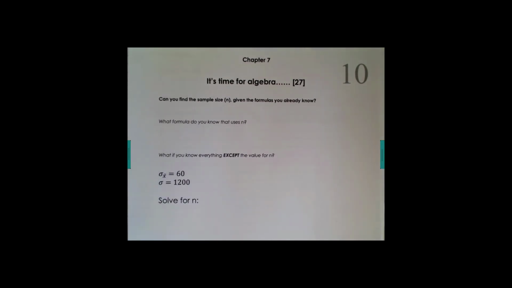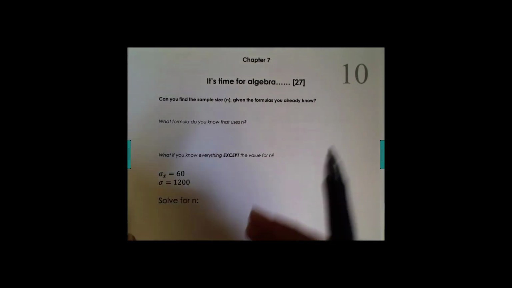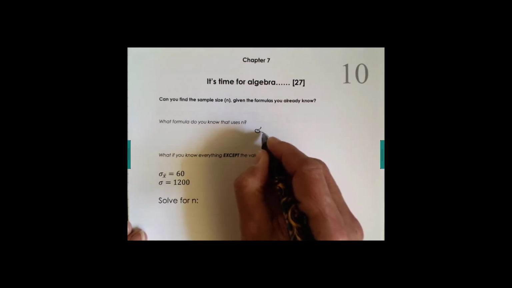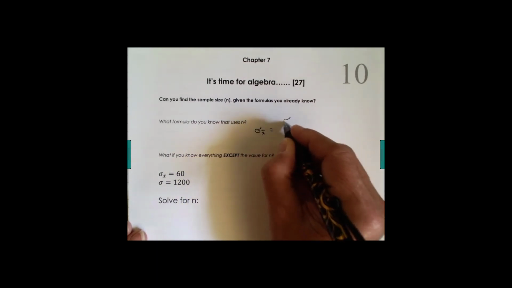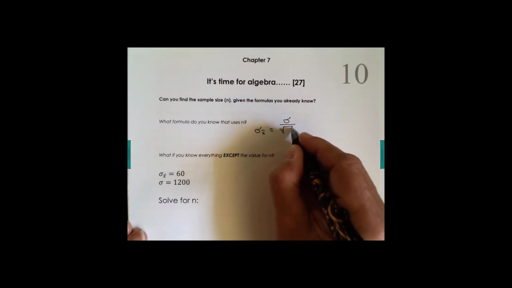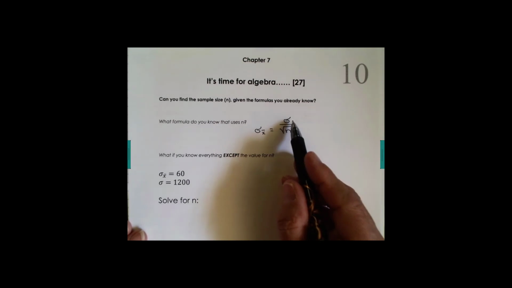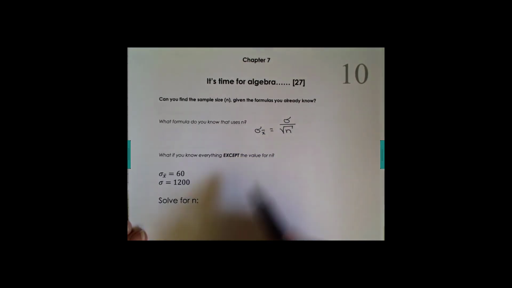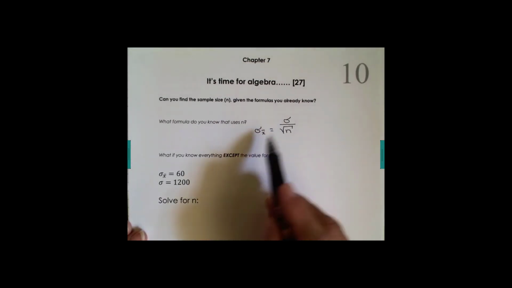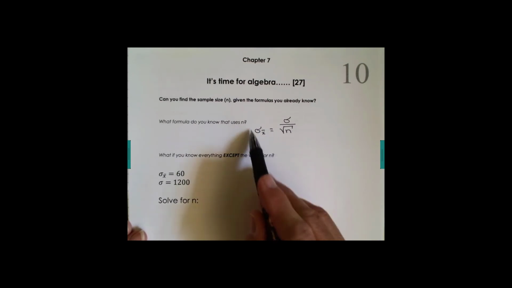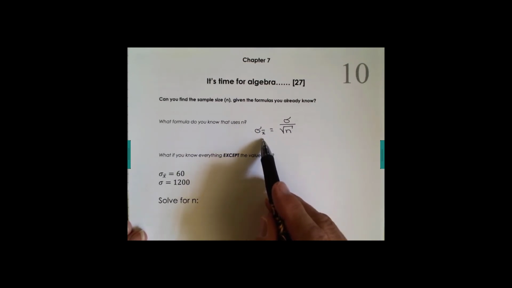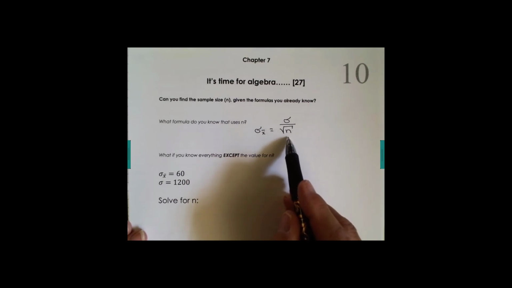You know, I need to know how big a sample do I need to use if certain things happen. And I want you to note that you have a formula that uses the sample size n, and it's this one. The standard deviation of x bar is equal to the standard deviation of the population divided by the square root of the sample size, right? So what if you know everything about this data that you're working? What if you know the standard deviation of the population, and what if you know the standard deviation of the sampling distribution that you're interested in? Could you solve for n?